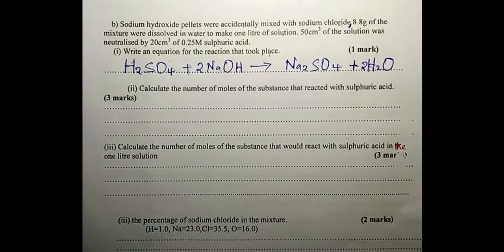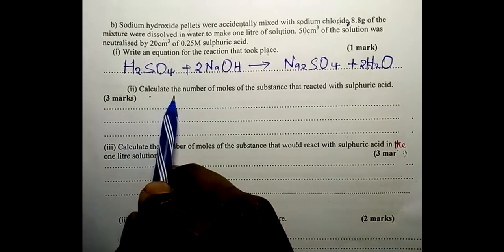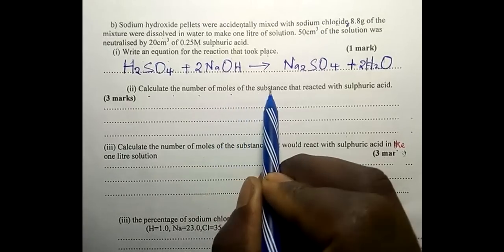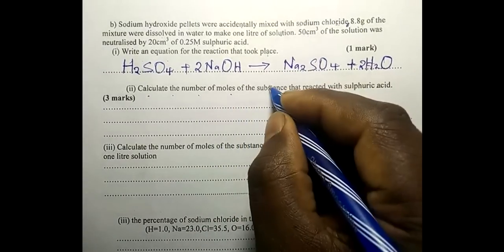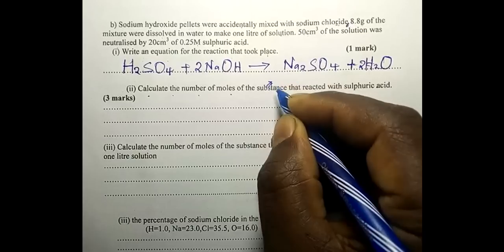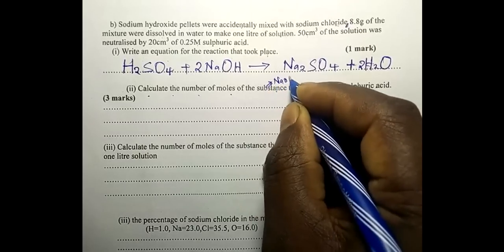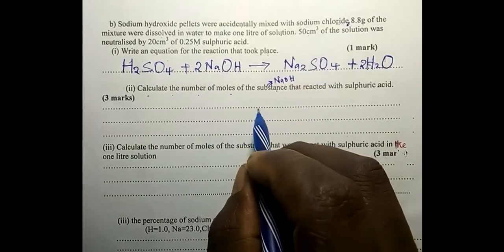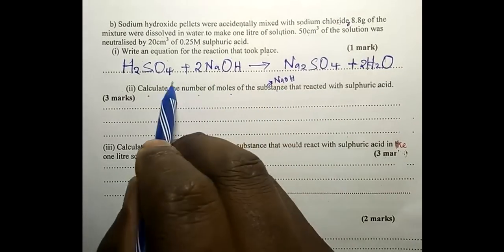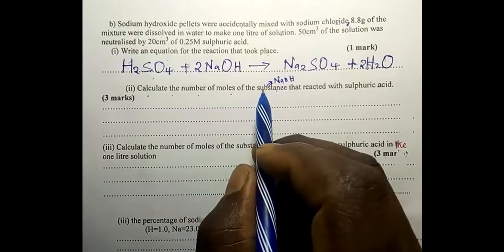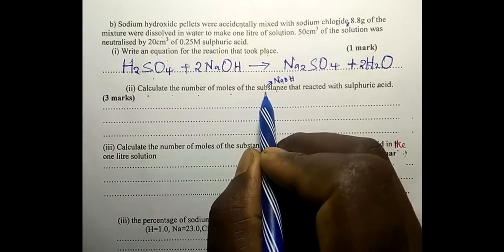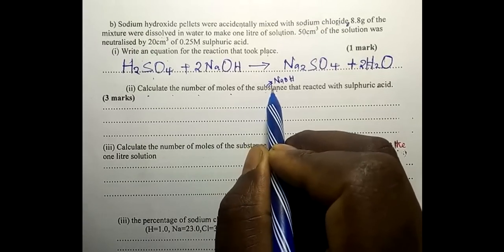So that is the equation which will take place. Calculate the number of moles of the substance that reacted with sulfuric acid. They are using the word substance because they are not supposed to tell you that it is sodium hydroxide that reacted with sulfuric acid. You should know that a base will react with the acid and not the salt. Sodium chloride is a salt. However, that is why they are calling it a substance.